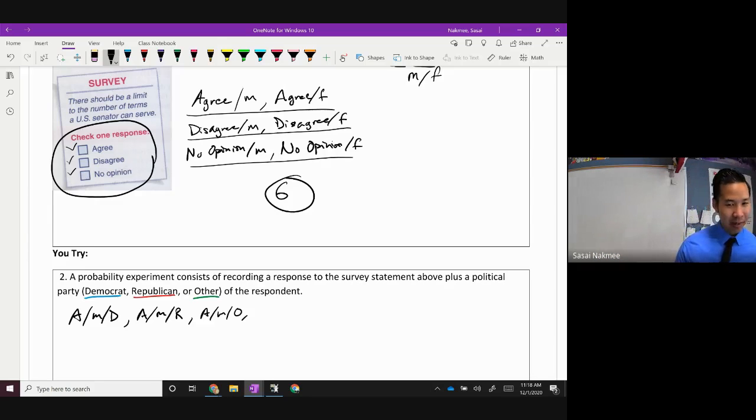Did you write down all the possibilities? Because that is one of the things that it's asking from you, that you write down all the possibilities. And you can just use code letters just like that. AMD for agree, male, Democrat. AMR, AMO. And you could do it for disagree. It could be D. Oh, we already used D for Democrat. How about DA for disagree? Maybe you could use that as a code. So DA, that way you don't confuse it with D for Democrat.